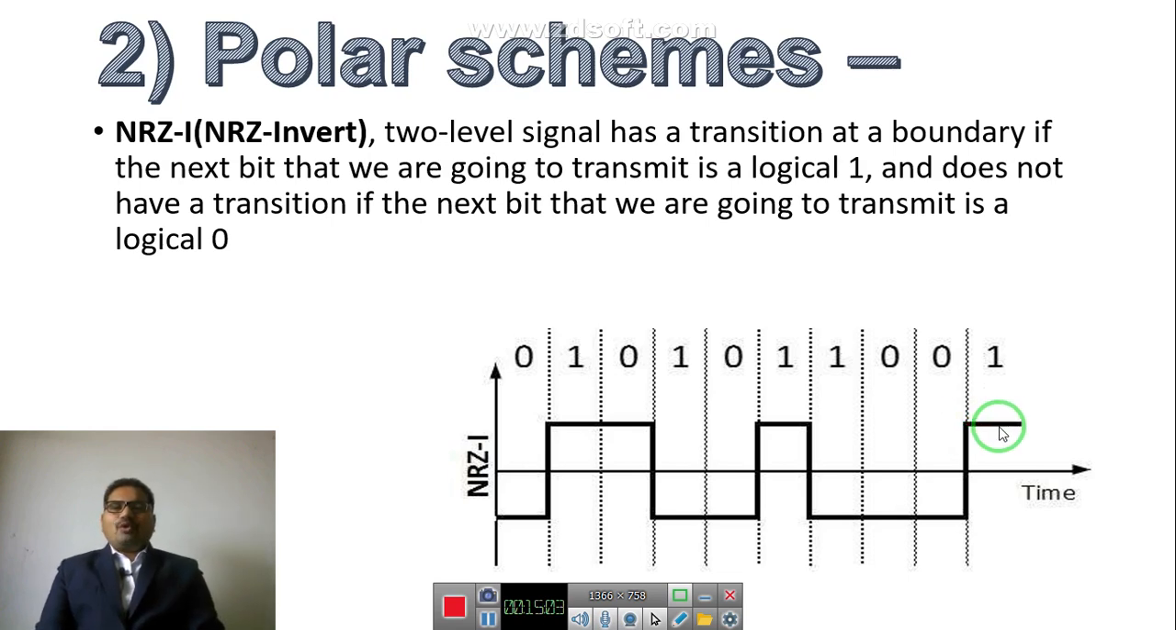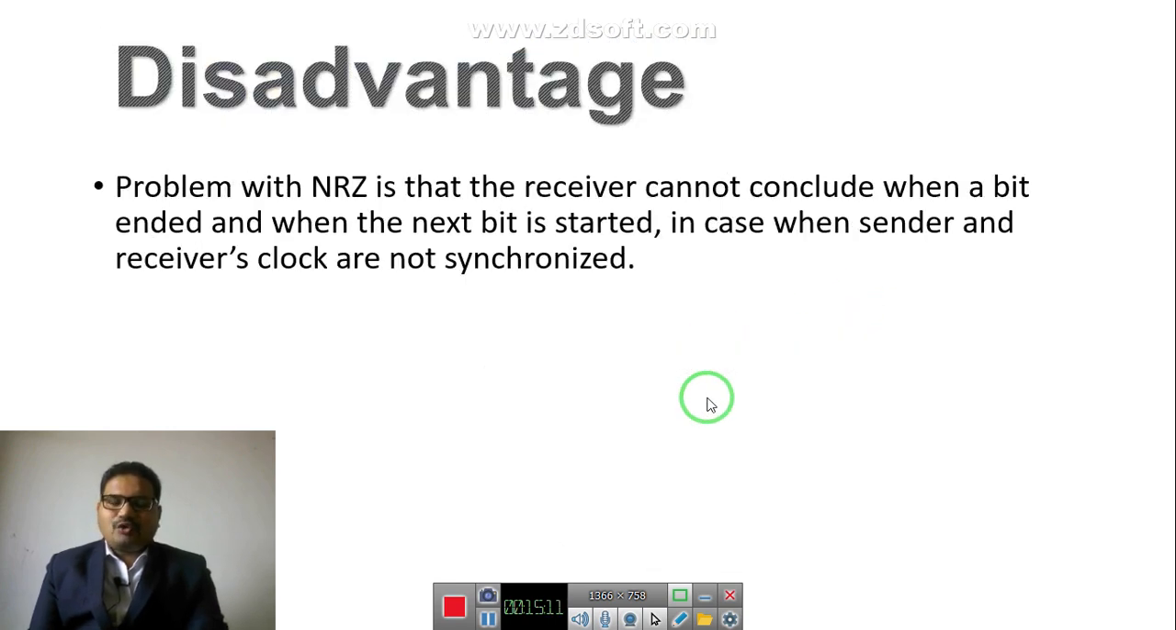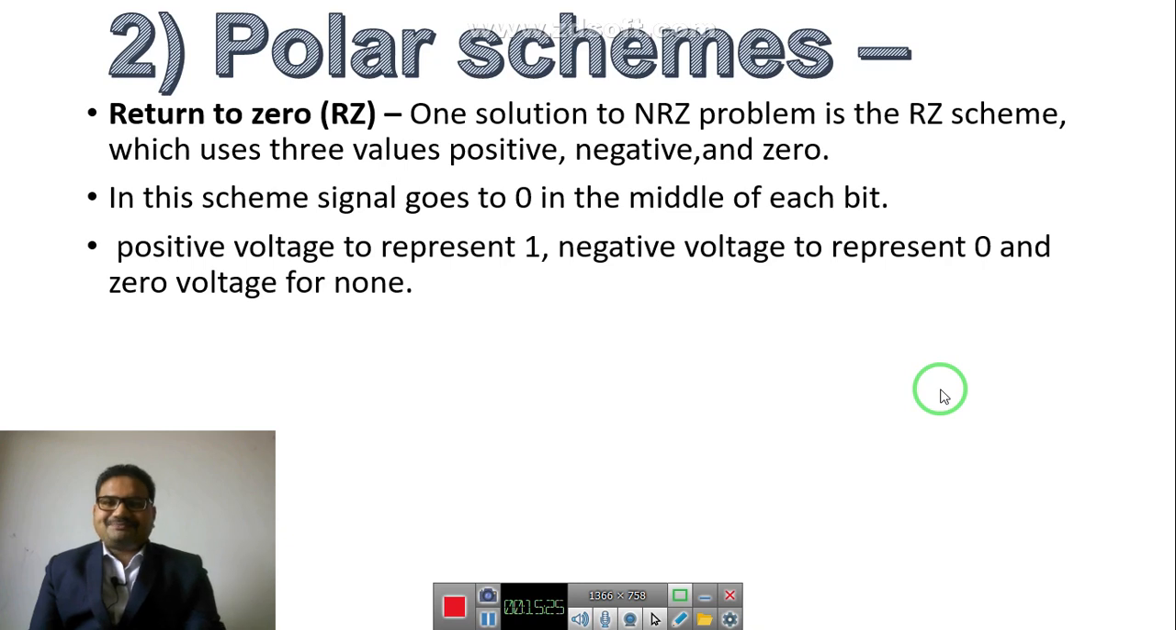So in polar schemes, we are going to use two voltages, that is, positive voltage and negative voltage. Now moving towards the disadvantages of it. The problem with NRZ is that the receiver can't conclude when a bit ended and when the next bit started, in case the sender and receiver clocks are not synchronized.